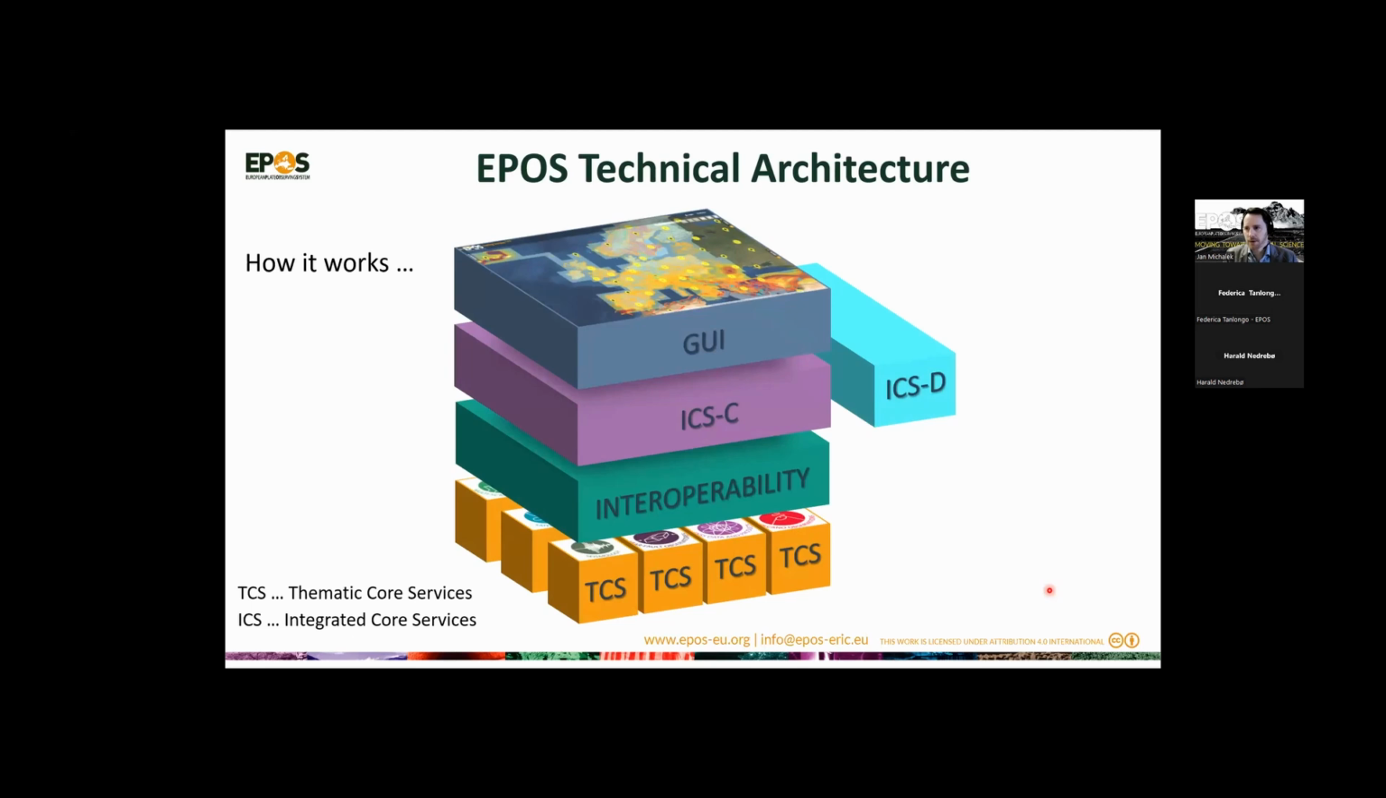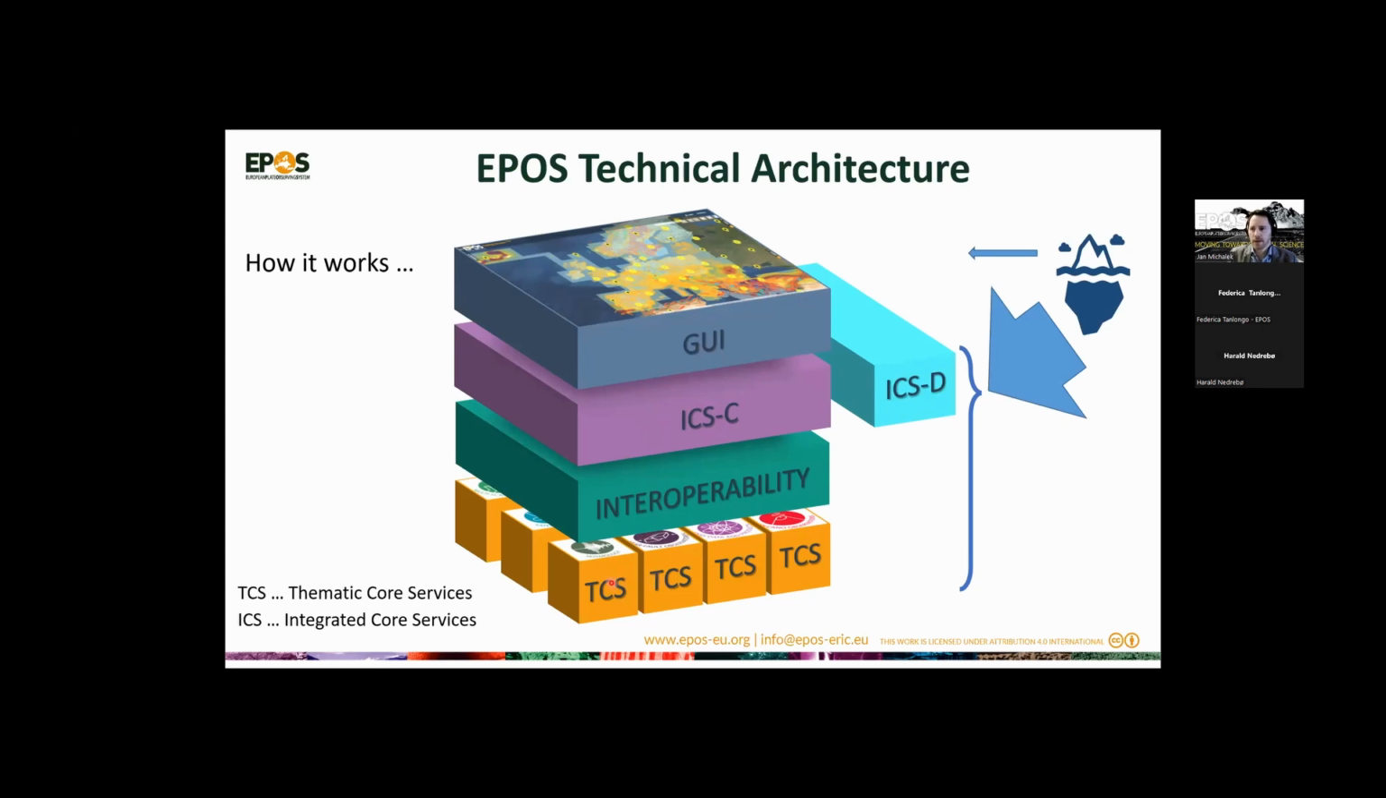The technical architecture, how everything works. So today you will see the EPOS data portal, which is the GUI, the graphical user interface on top of the whole system. But what you will see is just the tip of an iceberg, because the actual work and data lie beneath. Once you go to the portal, you connect to our central catalog, which is actually the ICS-C, the centralized services. And from there, we are redirecting you to individual services, which are at the bottom, to individual communities.